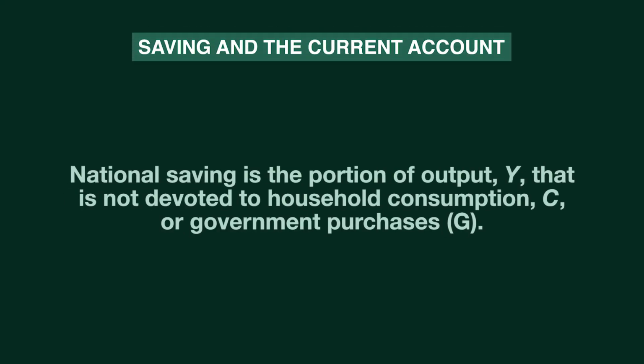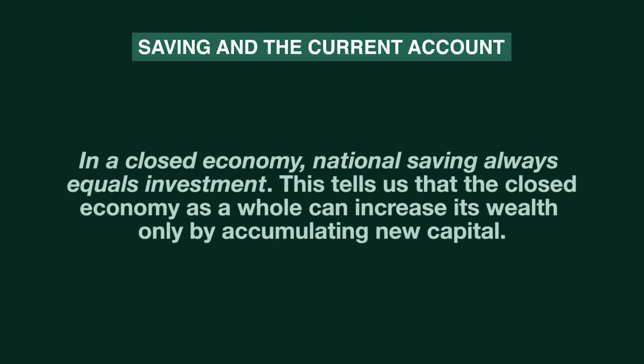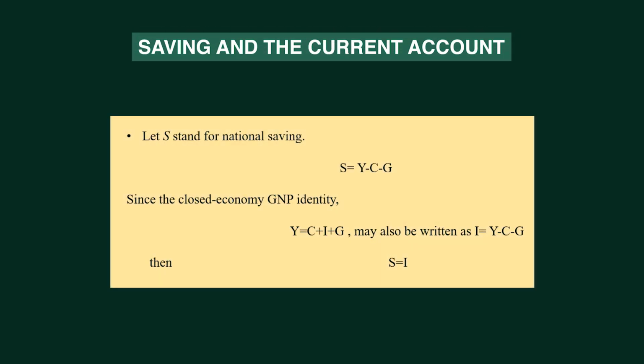Look, national saving is the portion of output which the household is not consuming or the government is not purchasing. In the case of a closed economy, savings was defined as total income minus consumption minus government expenditure. And in the national income identity, savings was equal to investment, because Y is equal to C plus I plus G, and the same can be shown as Y minus C minus G equals I. So savings is equal to investment in this particular case.